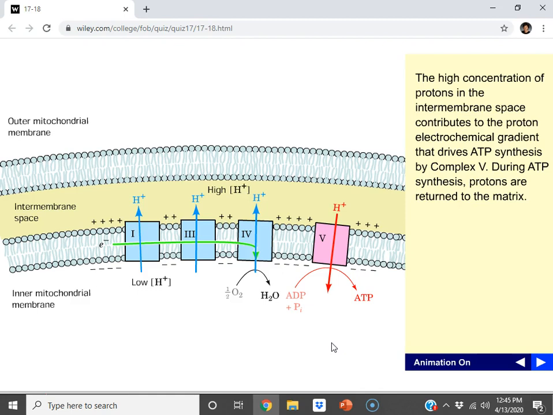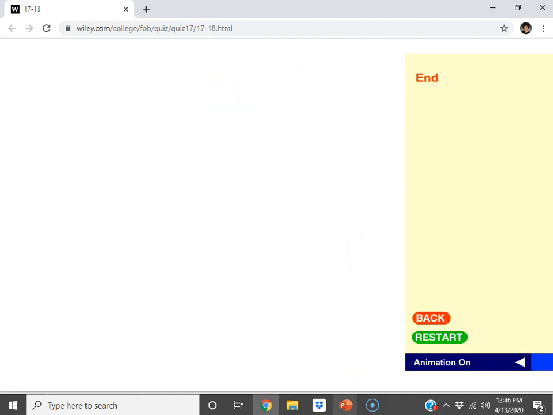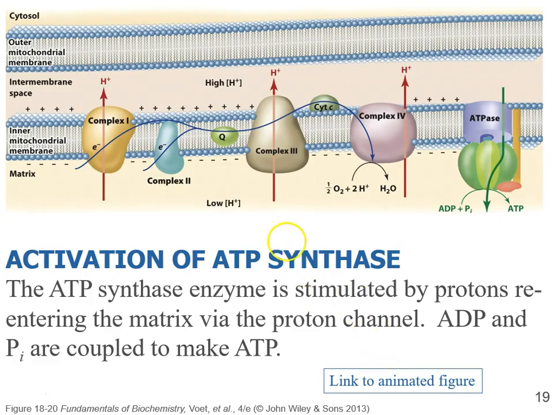F sub 0, which is not shown here, but that's the channel across the membrane, and then the active site is located in the matrix, and when that's activated, ADP and phosphate are coupled together to make ATP. So this simple animation shows us how electron transport, shown here in this blue line, is coupled to the synthesis of ATP. And this is a little bit nicer of a diagram that shows protons flowing through the ATP synthase to activate it and synthesize ATP.